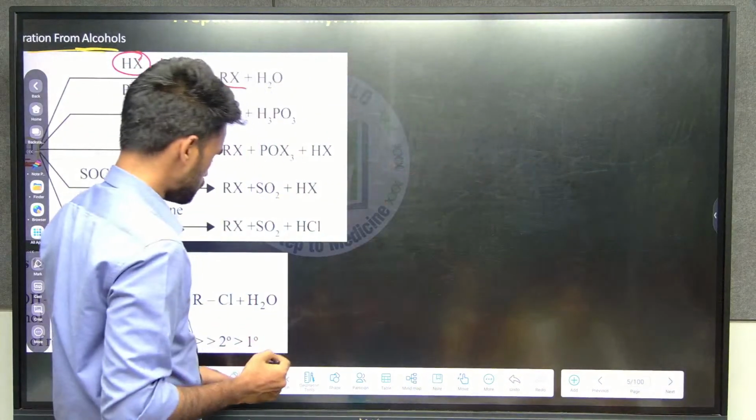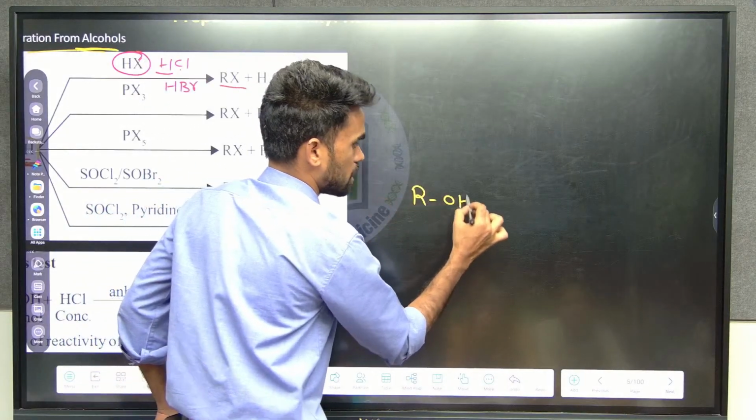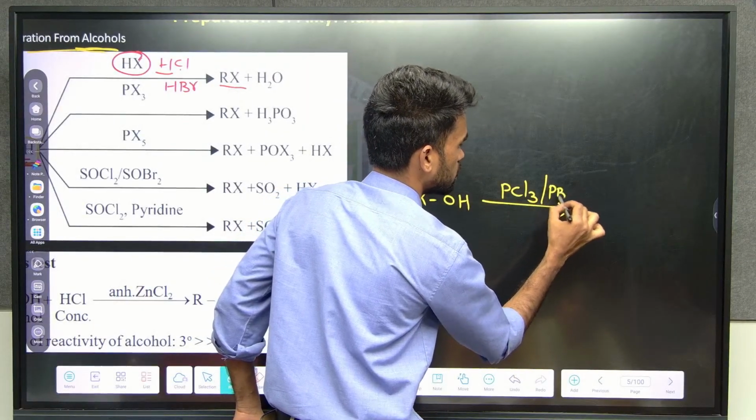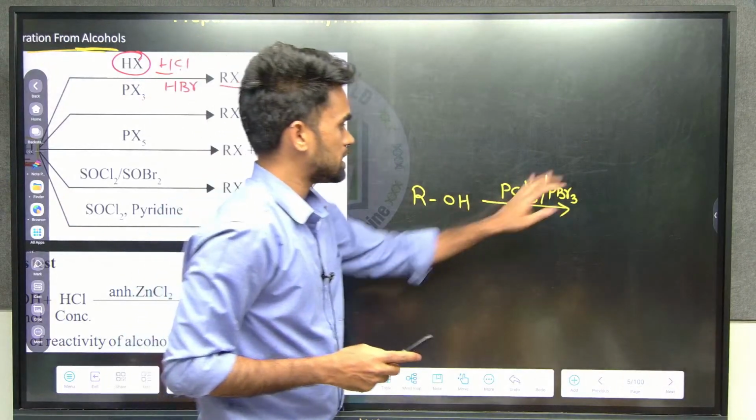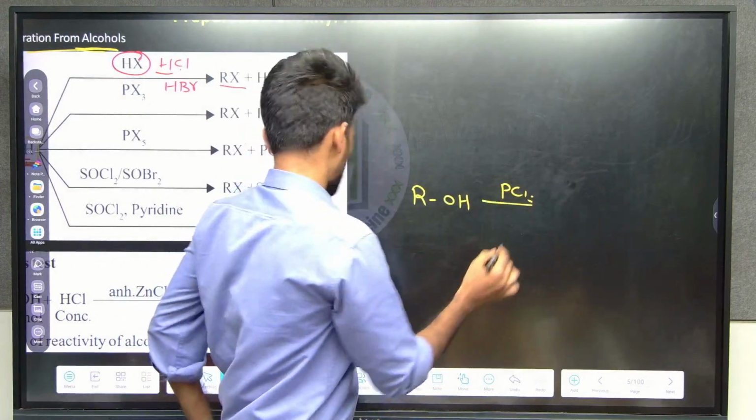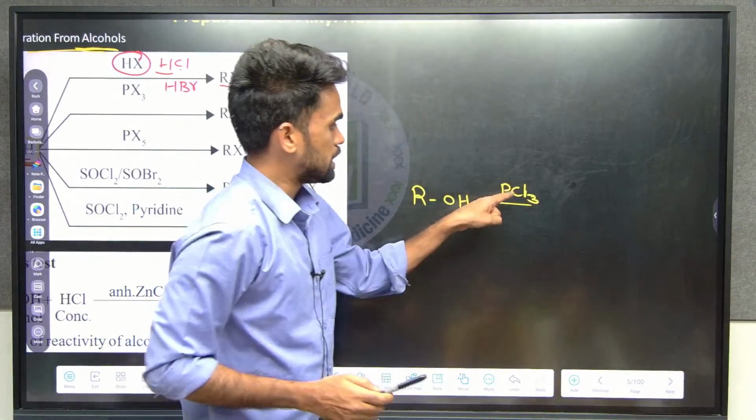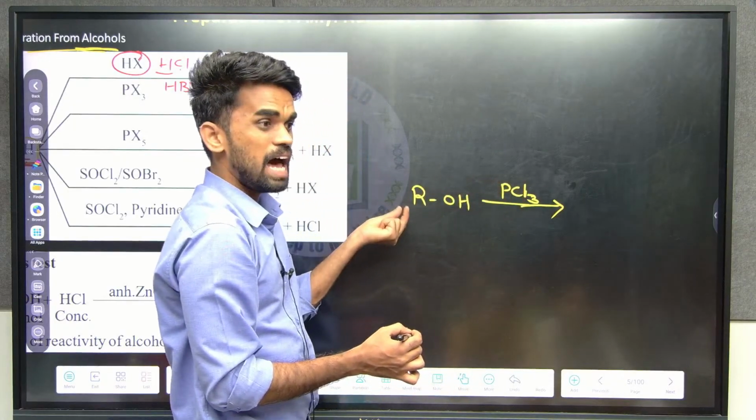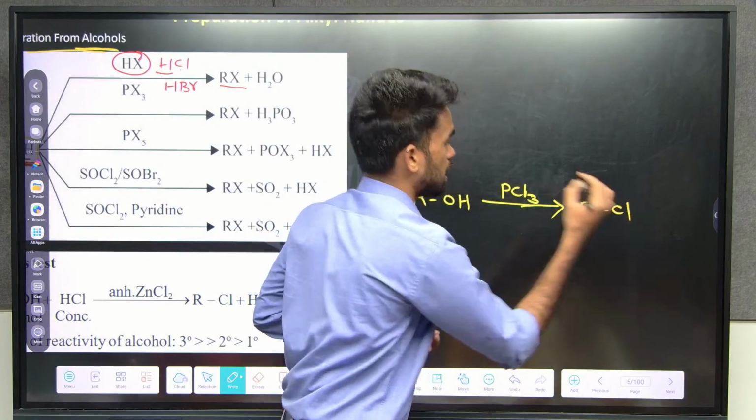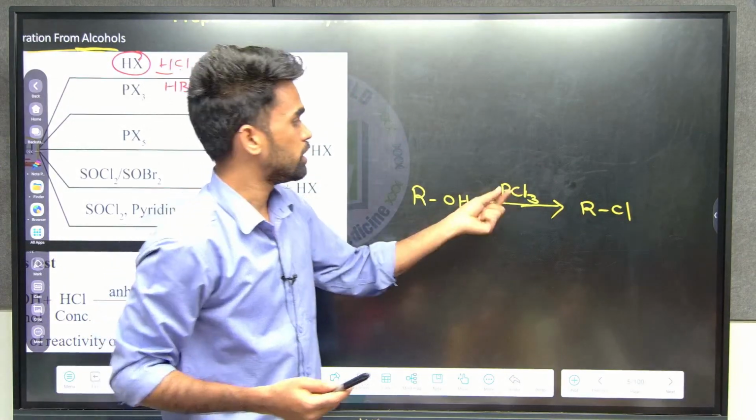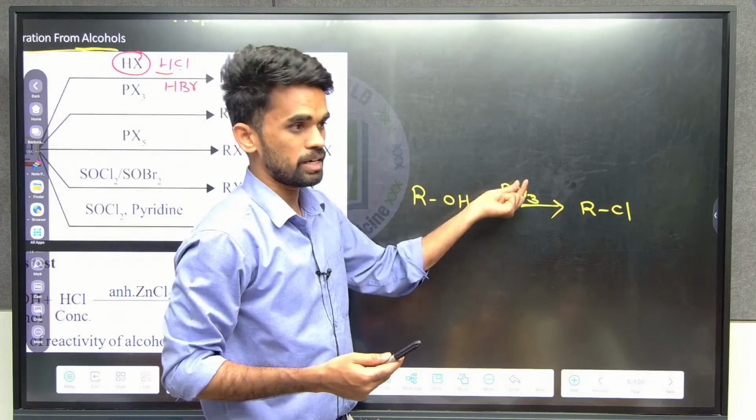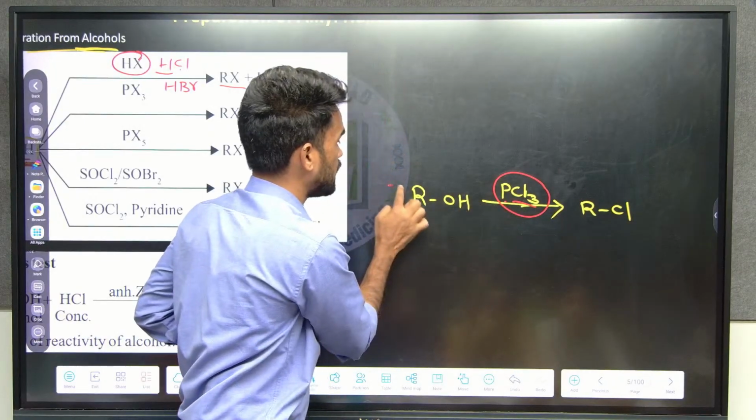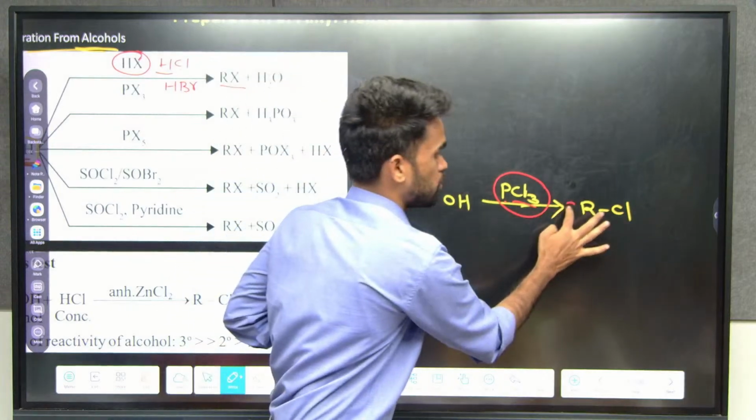Next one is, you take alcohol, treating this with PCl3 or PBr3. Let us say I am treating this with PCl3, to avoid confusion. Just give this OH to the phosphorus, that chlorine to the alkyl group. So what is the product formed? RCl. How many chlorines are there? 3. So one PCl3 reacts with 3 alcohols, so you will get 3 products.